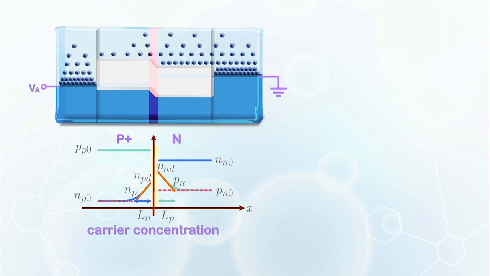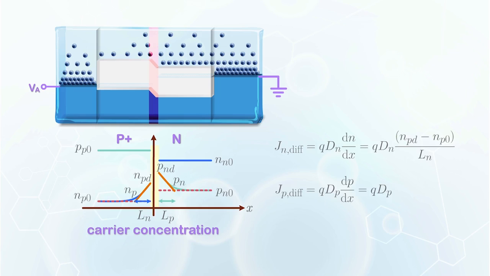So we can write down the electron current density as QDN times (NPD minus NP0) over Ln, and hole current to be QDP times (PND minus PN0) over Lp. If we assume the depletion region is very small again, NPD is just given by the electron concentration on the N side with energy higher than ECP.